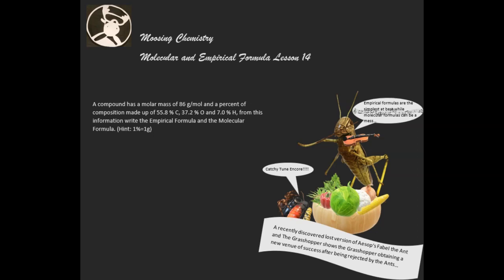This is Molecular and Empirical Formula lesson number 14. All right, let's look at the problem. A compound has a molar mass of 86 grams per mole and a percent composition made up of 55.8% carbon, 37.2% oxygen, and 7.0% hydrogen. From this information, write the empirical formula and the molecular formula.